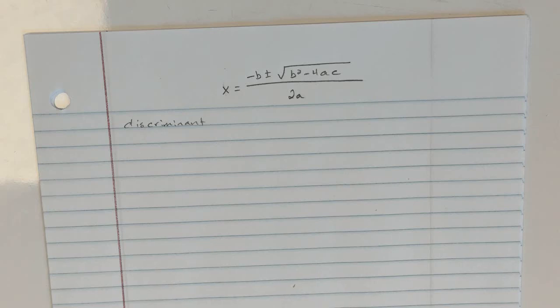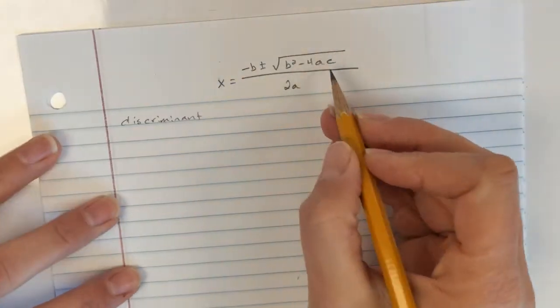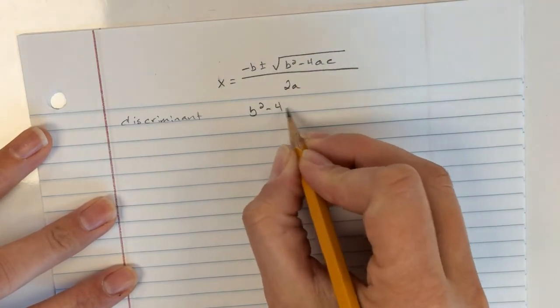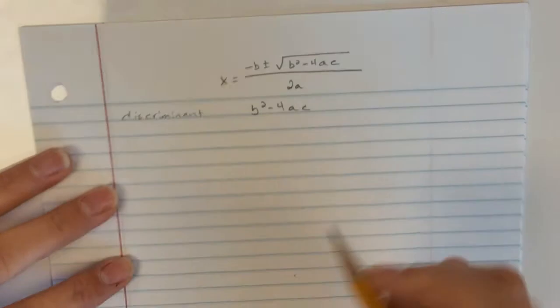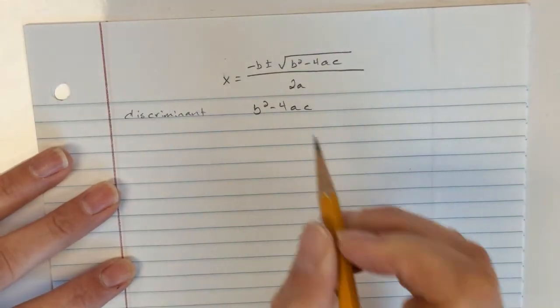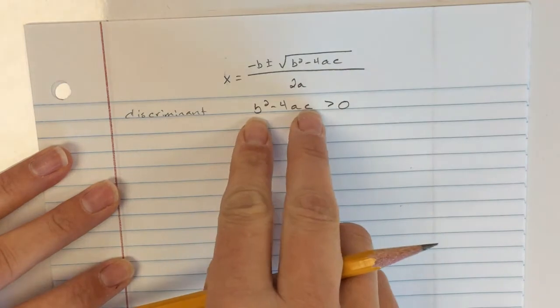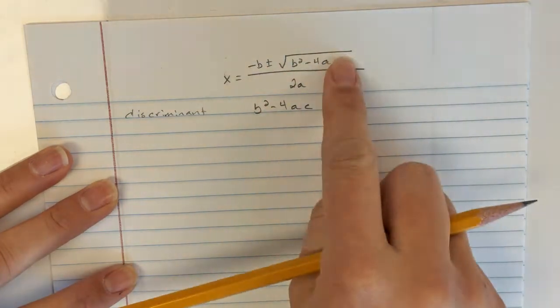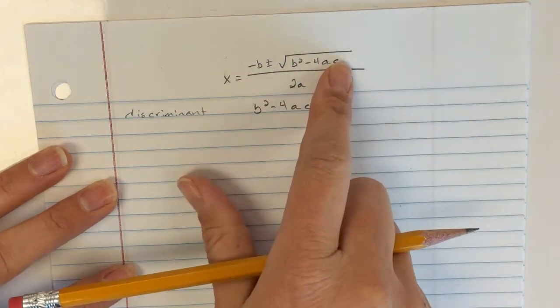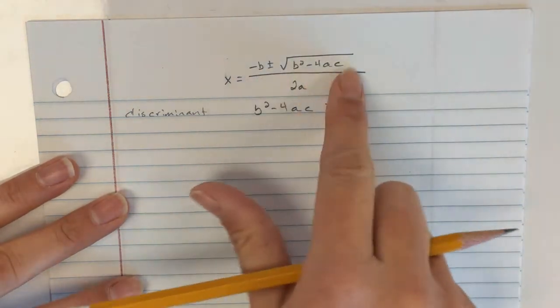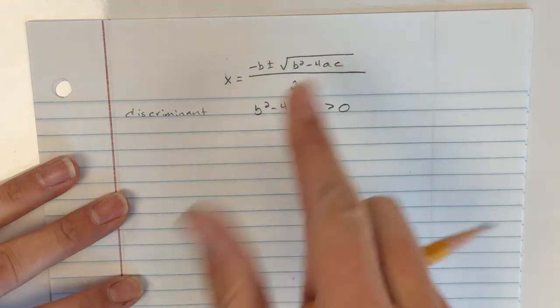Okay, so when you're talking about the discriminant, it's just the part underneath the quadratic formula, so the b squared minus 4ac is the discriminant part. If the b squared minus 4ac is greater than 0, so if you get a positive answer, if you think about looking at this, you're going to be adding some positive value and subtracting some positive value. So no matter what you do, it's going to end up being a real value.